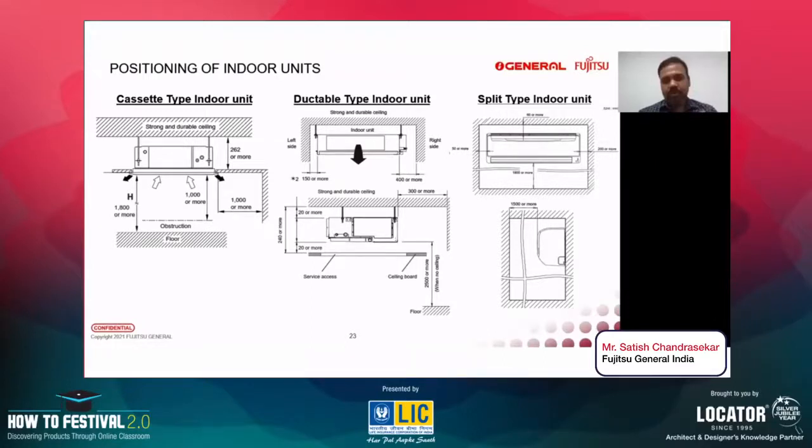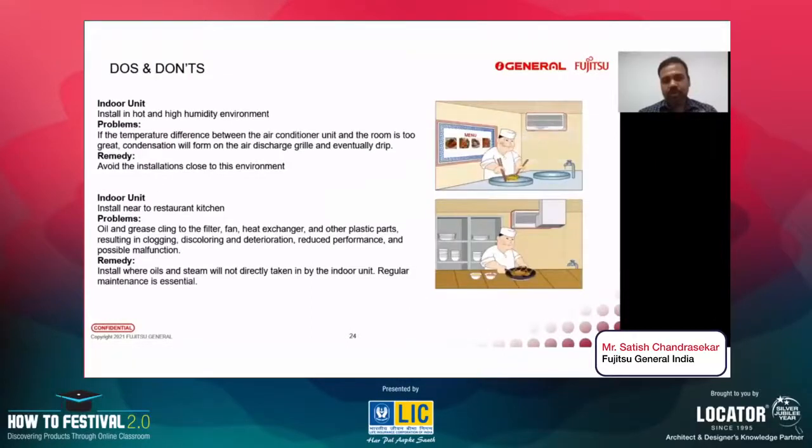Now let us look at some do's and don'ts, right? So the first example that we see here, there's a chef cooking. I think he's a Chinese chef making noodles. So the indoor unit is installed in a hot and high humidity environment. So what happens in this case?